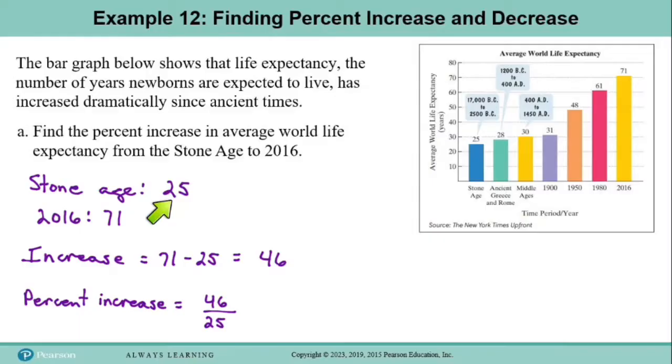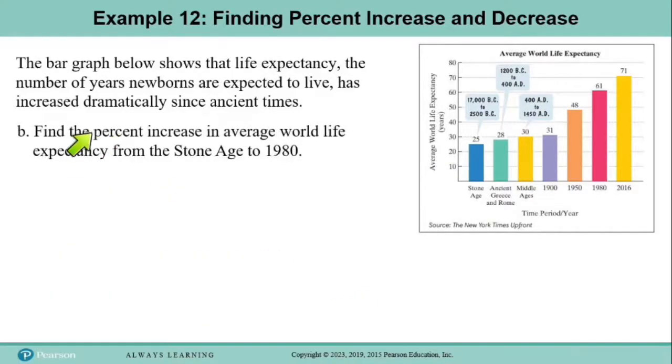So in this case, the 25. So 46 divided by 25 gives us a decimal value of 1.84. If we put this in percent form, we'll move the decimal 2 places to the right and attach the percent symbol. So that would be a 184% increase in average life expectancy from the Stone Age to the year 2016.